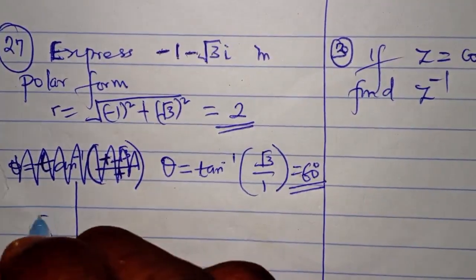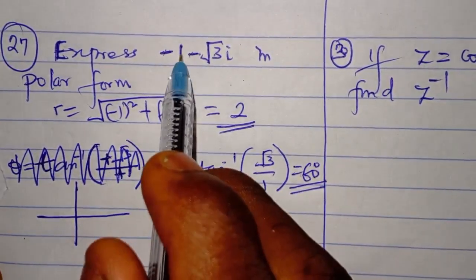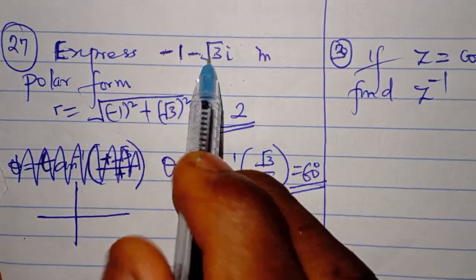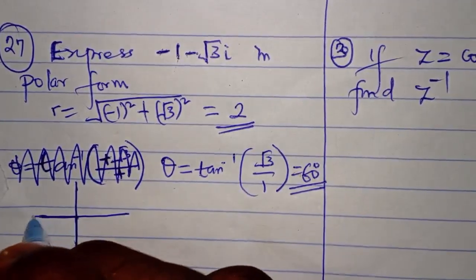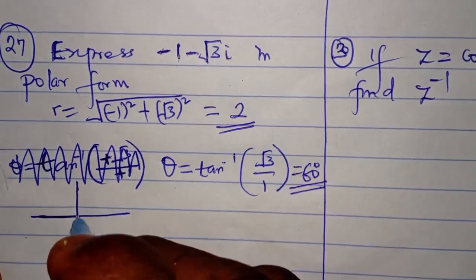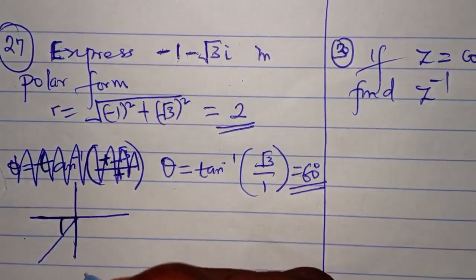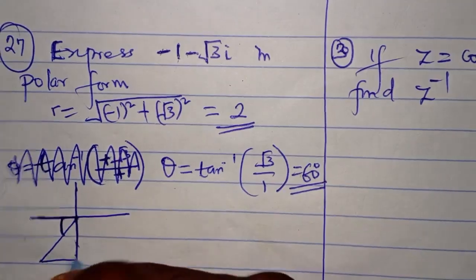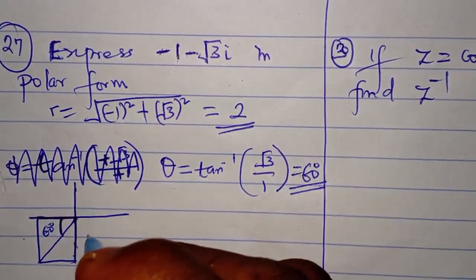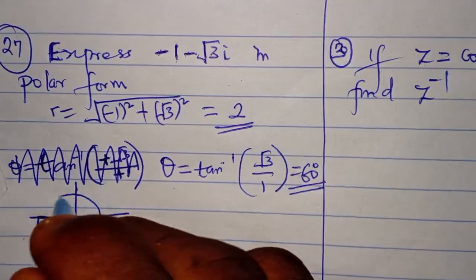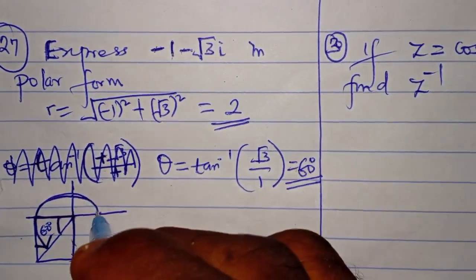If I plot this complex number on the Argand diagram, the x is negative, the i is also negative. So I'm using this quadrant now. This is negative x and negative i. So in this quadrant, the third quadrant, the angle is here. 60 degrees is here. The angle I'm going to use is measured from the positive x direction. From here to here.